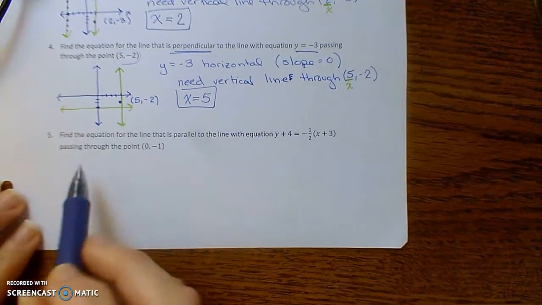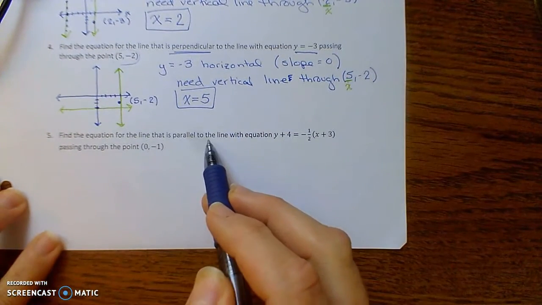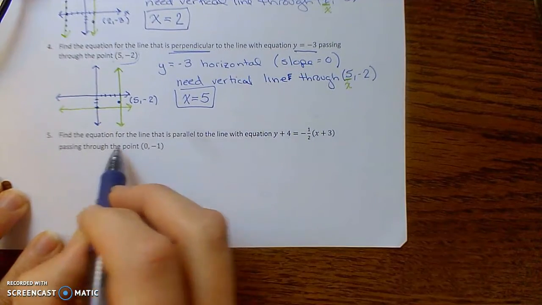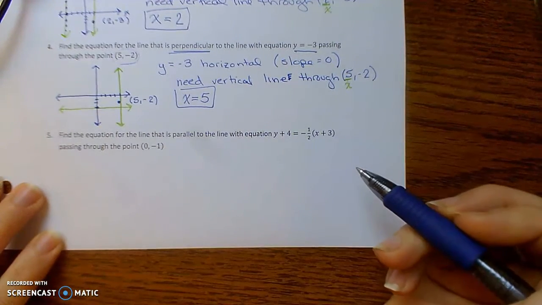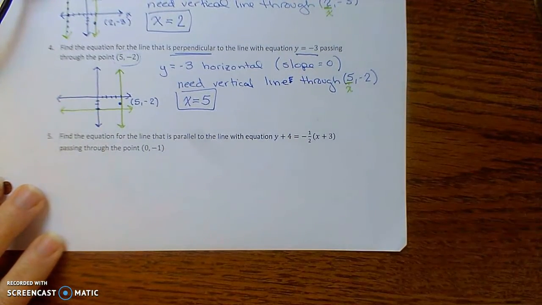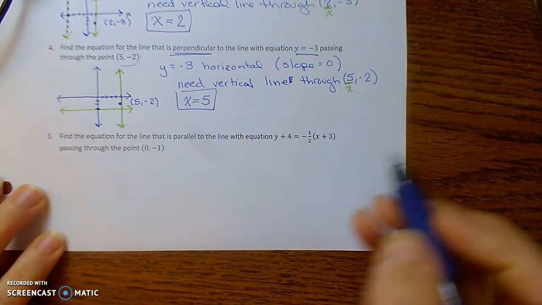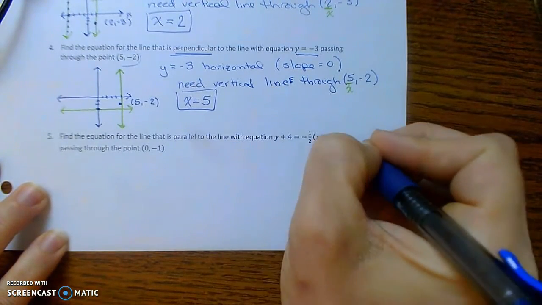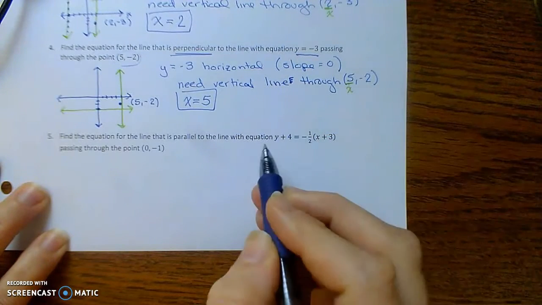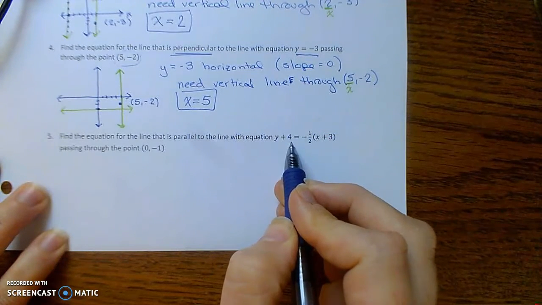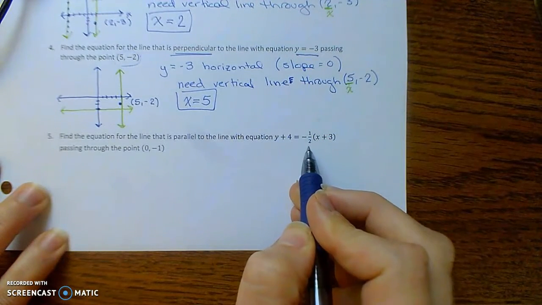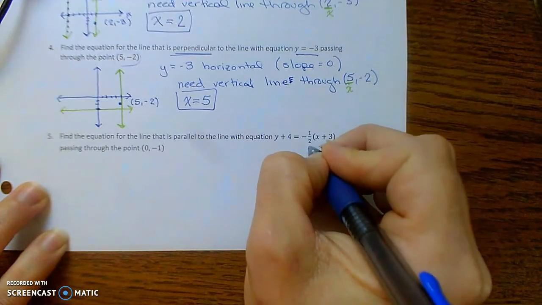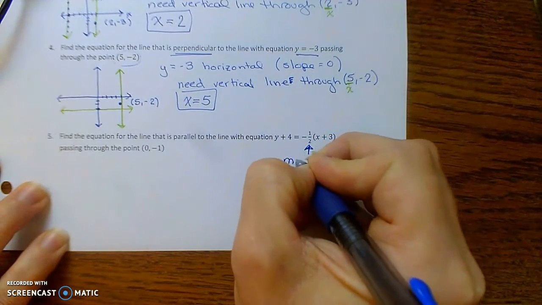In this last example, you're asked to find the equation for a line that's parallel to the line with a given equation through a given point. So this problem actually seems like it might require a lot of work, but it doesn't, because this equation is actually already in point slope form. y minus the y coordinate equals m times x minus the x coordinate. So I already can pinpoint what the slope is.